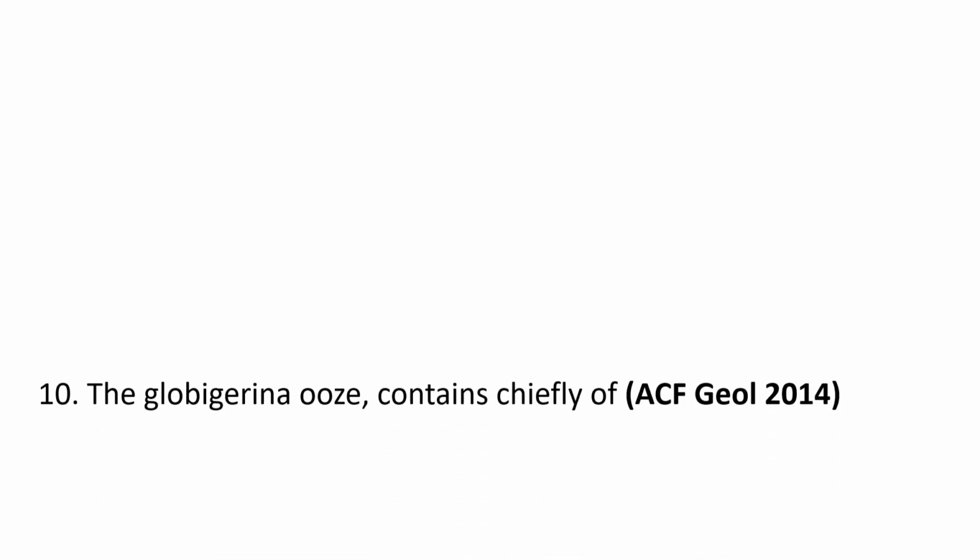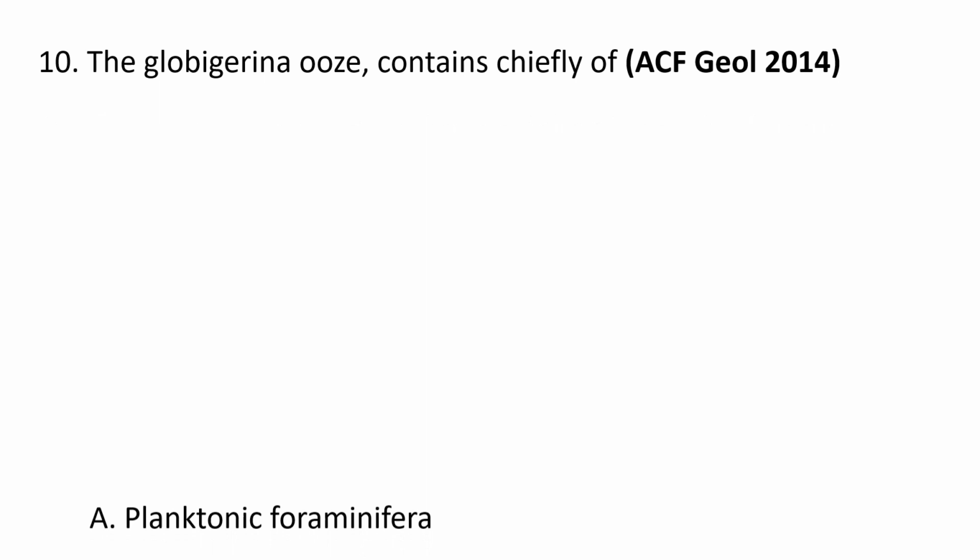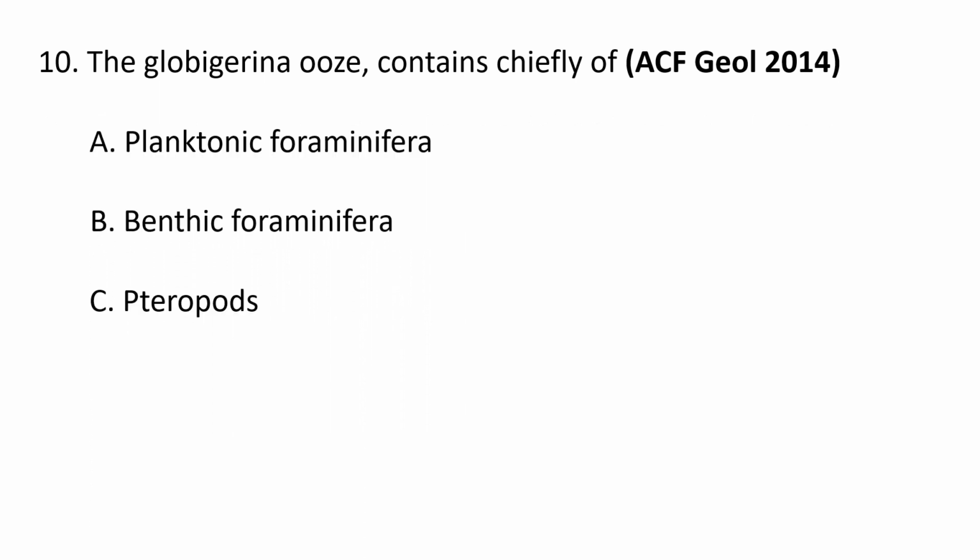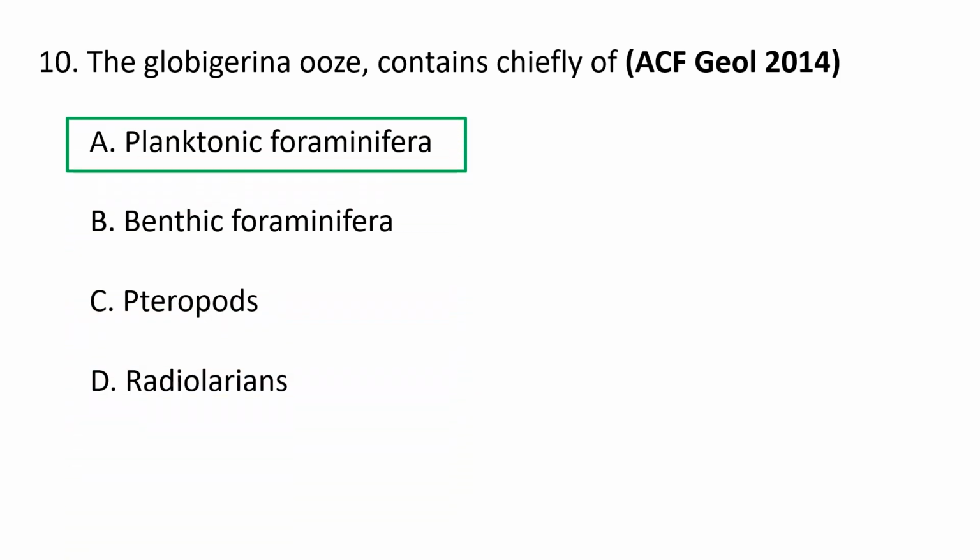Next question. The Globigerina ooze contains chiefly: A. Planktonic foraminifera, B. Benthonic foraminifera, C. Pteropods, and D. Radiolarians. The Globigerina ooze contains chiefly planktonic foraminifera. So, A. Planktonic foraminifera is the correct answer.